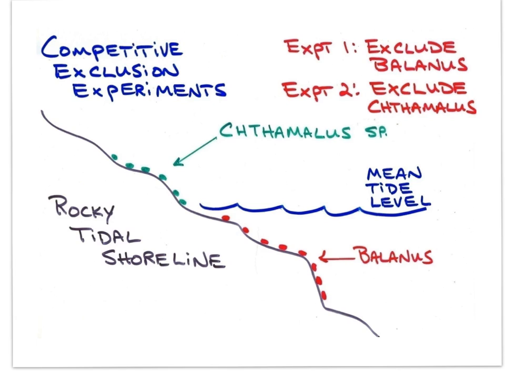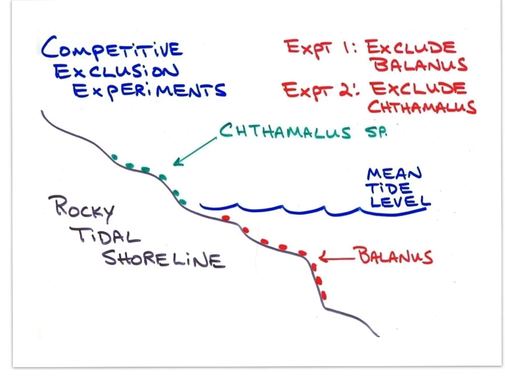First, he selected an area and excluded Balanus. In other words, Connell removed Balanus. Secondly, Connell selected an area and removed Thymallus. He excluded Thymallus. Now, in the first experiment, the Thymallus population expanded, ultimately occupying lower and upper reaches of the tidal region. Connell concluded that Thymallus was limited by Balanus, that in the presence of Balanus, the bigger species, Balanus outcompeted Thymallus. Thymallus was limited by a biotic factor, the larger, more competitive Balanus.